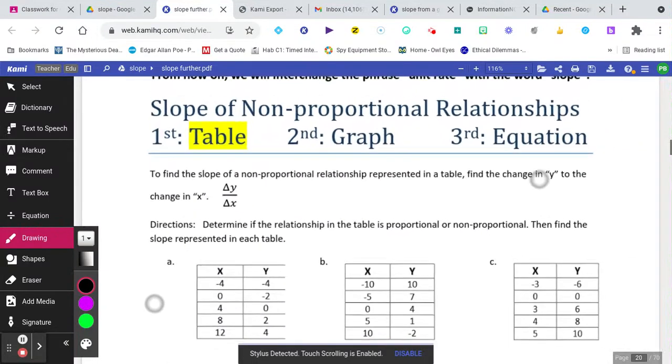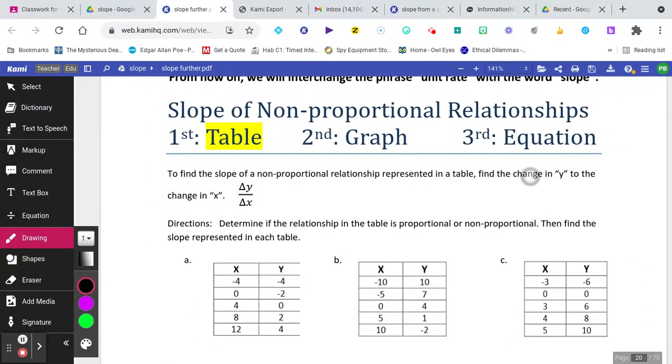All right, guys. So today, what we're going to do is talk about the slope of non-proportional relationships.